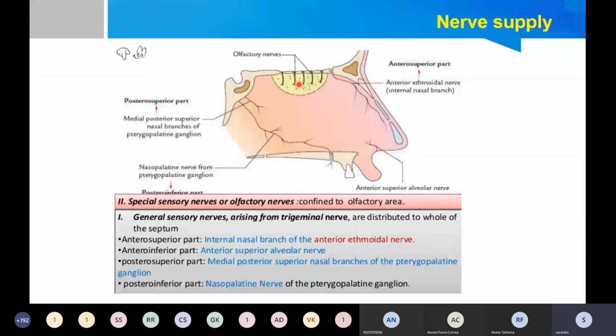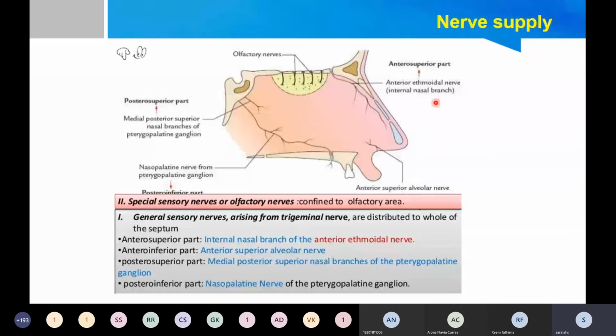Then what about the general sensations? The general sensations are usually carried by the branches of the trigeminal nerve. You can divide it into antero-superior, antero-inferior, postero-superior, and postero-inferior compartments. The antero-superior compartment is derived from the anterior ethmoidal nerve, and the antero-inferior compartment is from the anterior superior alveolar nerve. Remember, the nerve supply of the nasal septum and the lateral wall is more or less similar. Here the nerves are comparatively fewer; in the lateral wall there will be more branches. That's all, one or two branches might vary.